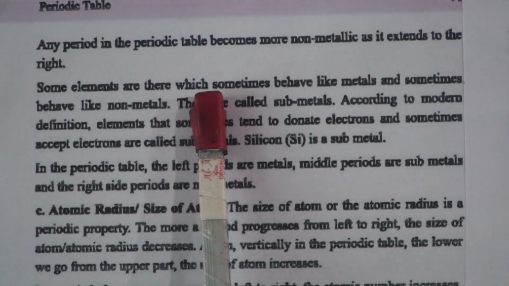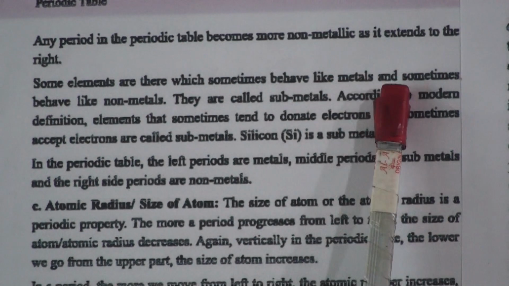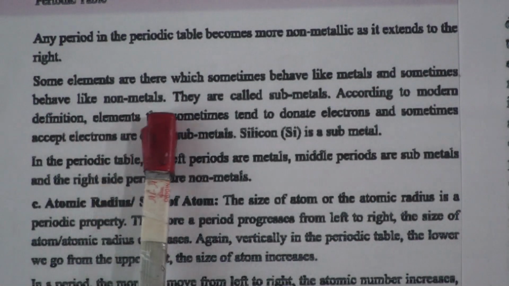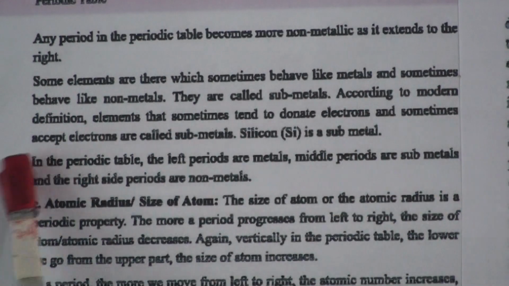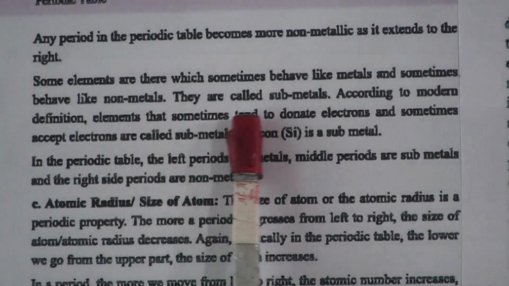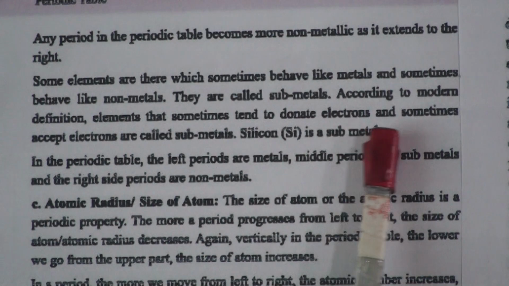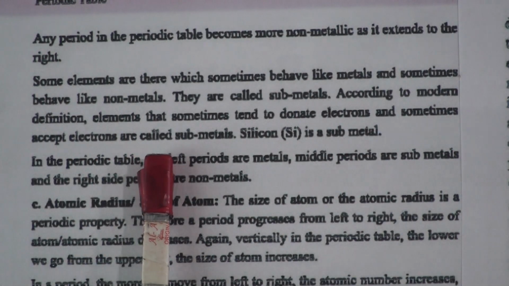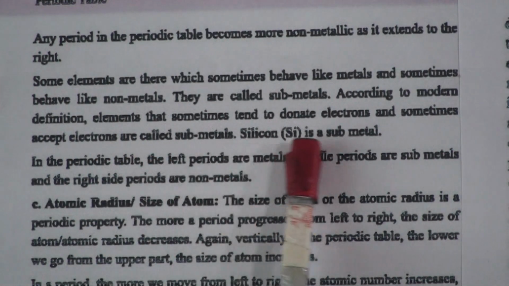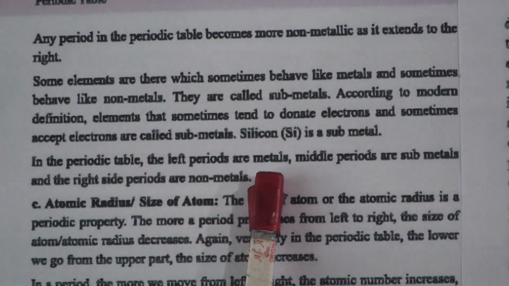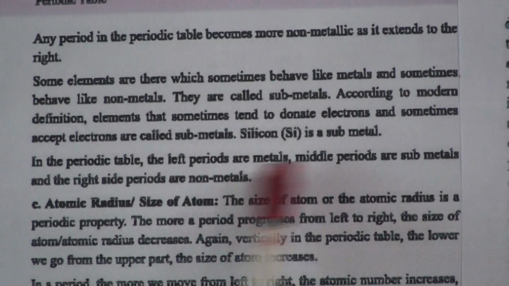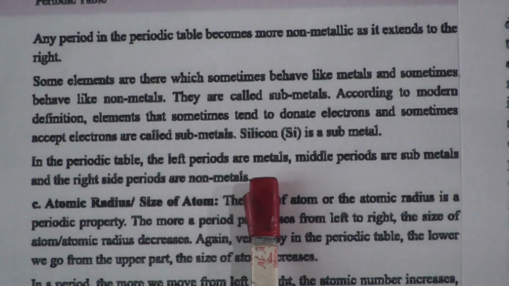Some elements sometimes behave like metals and sometimes behave like non-metals. They are called submetals. According to the modern definition, elements that sometimes tend to donate electrons and sometimes accept electrons are called submetals. Silicon is a submetal. In the periodic table, the left side elements are metals, the middle ones are submetals, and the right side ones are non-metals.